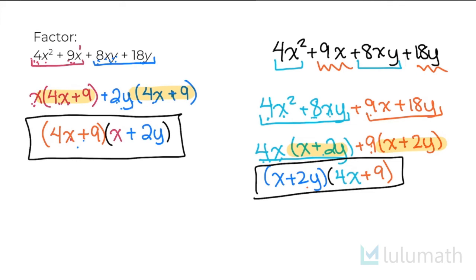And if you notice, these two are saying the same thing. They are equivalent. It's just that we're doing it in a different order. But remember, multiplication is commutative. The order does not matter.